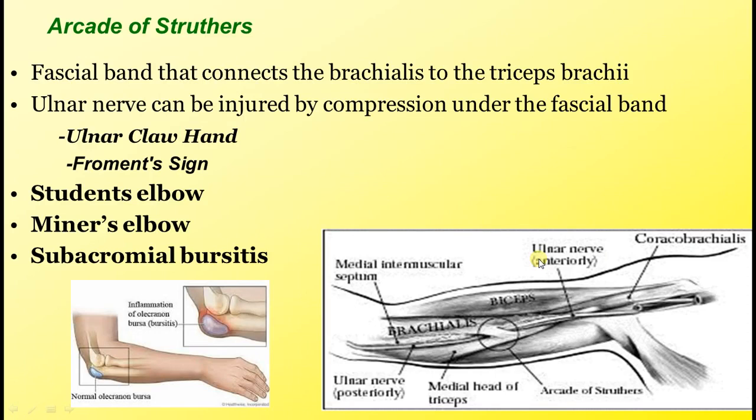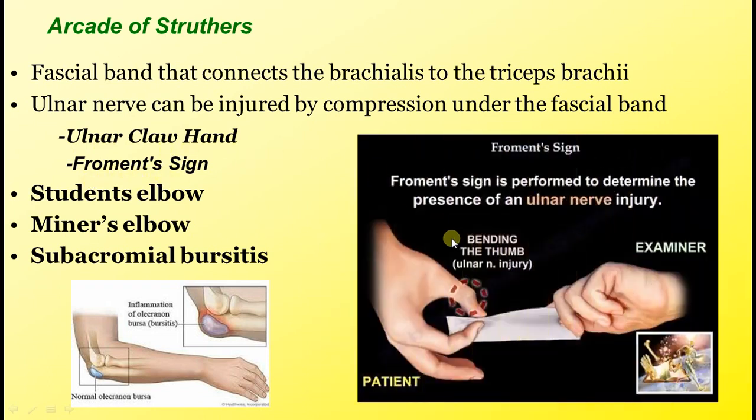Then coming to the ligament of Struthers, it is actually called the arcade of Struthers. Sometimes a fascial band might connect the brachialis muscle and the triceps brachii muscle. The ulnar nerve, which passes posteriorly piercing the medial intermuscular septum, might get trapped and compressed there. Entrapment neuropathy again might lead to ulnar claw hand, and it might also lead to Froment sign. Here you are able to see the Froment sign.